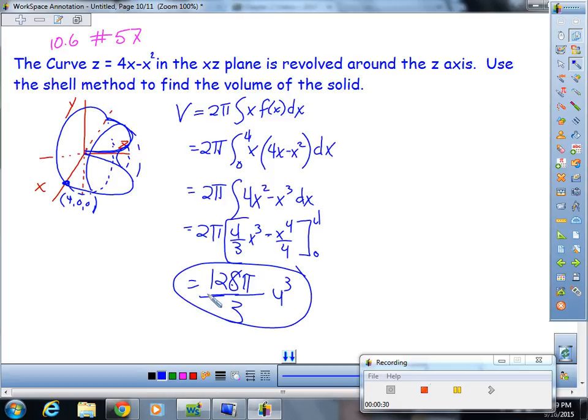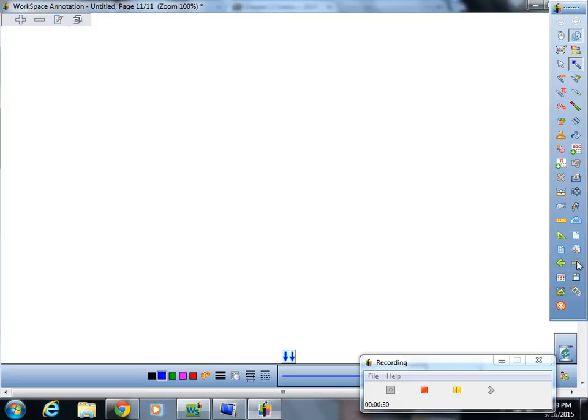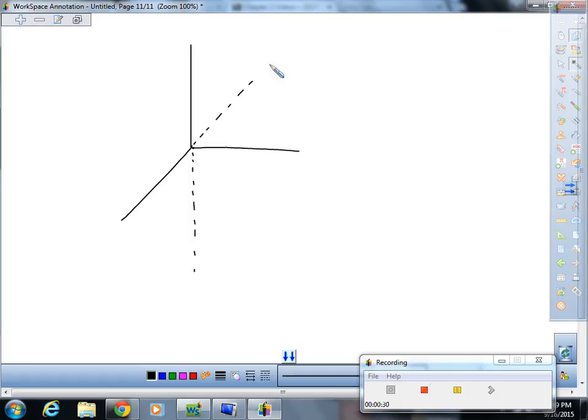All right, now, hopefully we can all agree that we could do this same problem, but it would be easier to graph if I would rotate it around the z-axis, so I'm going to do that. Okay? I need a nice parabola so I get a nice bundt cake.